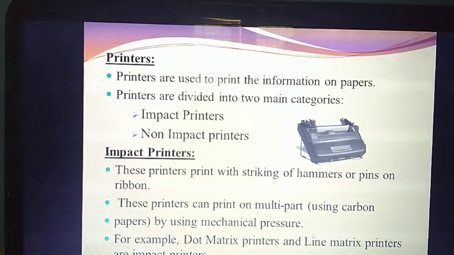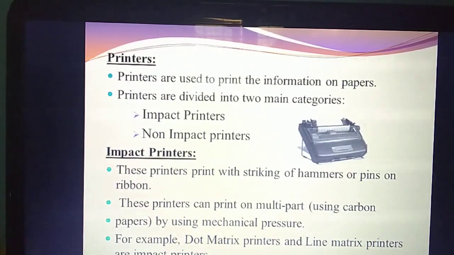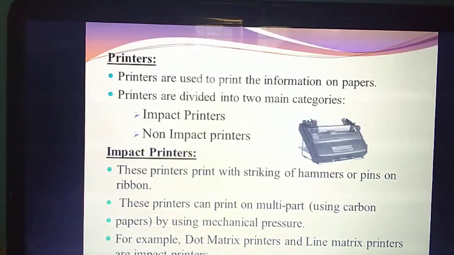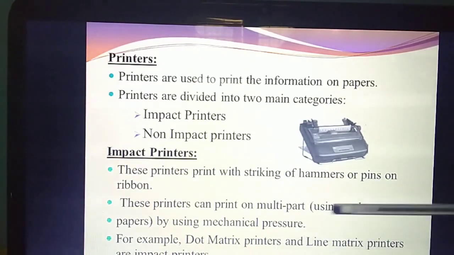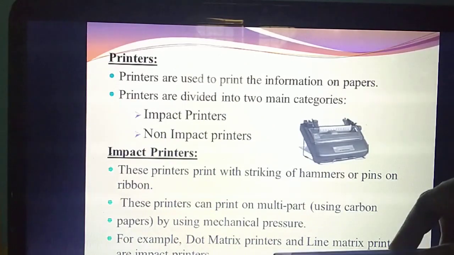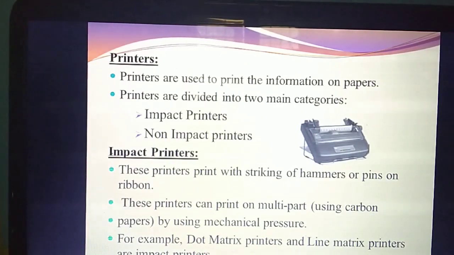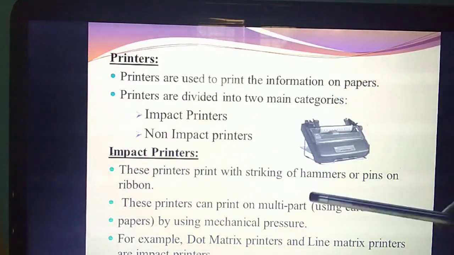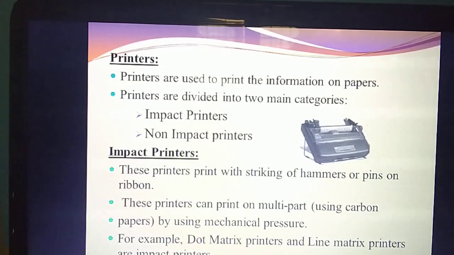In impact printers, there are two kinds given as examples. What are they? Dot matrix printers and line matrix printers. So how many examples of impact printers have they given? 2. Dot matrix printers and line matrix printers. Understand? First we discuss printers, then 2 types, impact and non-impact. This is the impact printer, and we are going to study 2 examples: dot matrix and line matrix.